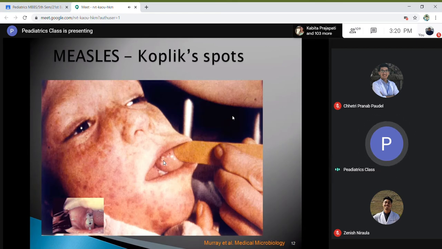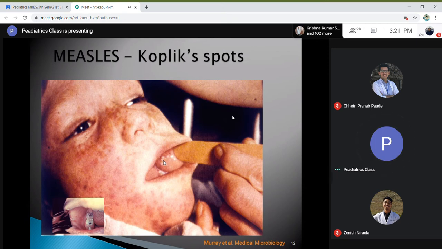It's pathognomonic. Not always found, but if you see these Koplik spots, when some patient comes to you with a history of 2-3 days of runny nose, conjunctivitis, or maybe cough, you just have to look at the mucosal surface. Is there any Koplik spot developing? If it is, then you can say the rash will come next, and your clinical diagnosis is measles.